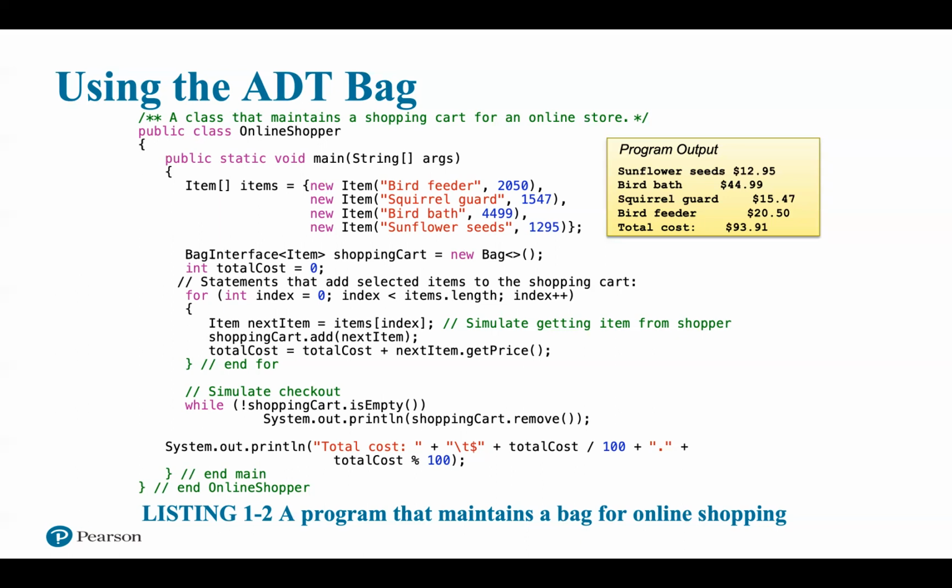So an example would be shopping online. When you shop online, your selections are saved in a shopping cart or bag until you are ready to check out. The program that implements a shopping website can use the class Bag to maintain the shopping cart. After all, the order in which you choose items to purchase is not important. And so this listing shows a simple example of such a program.